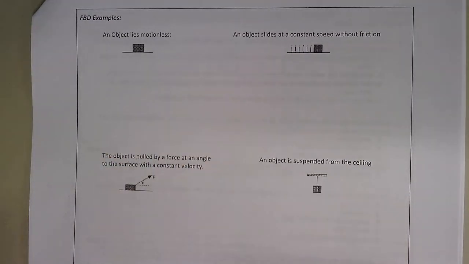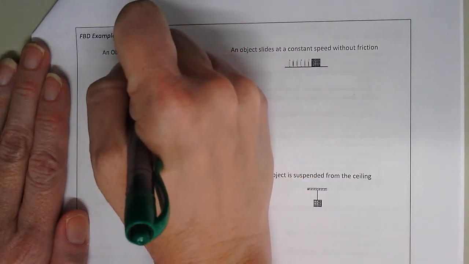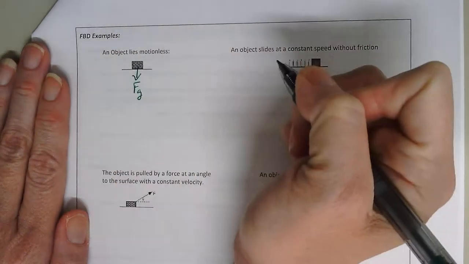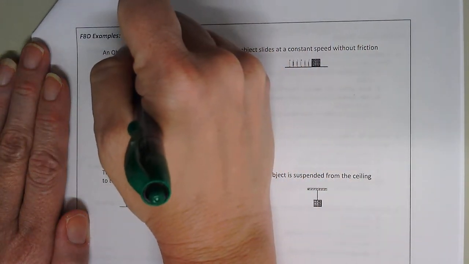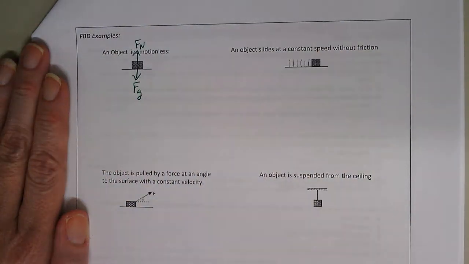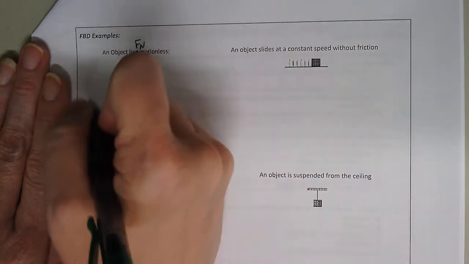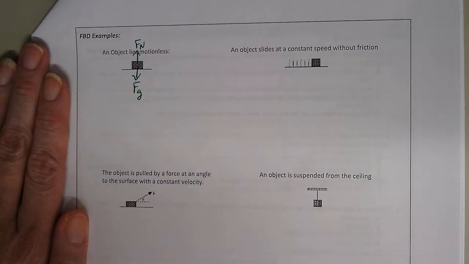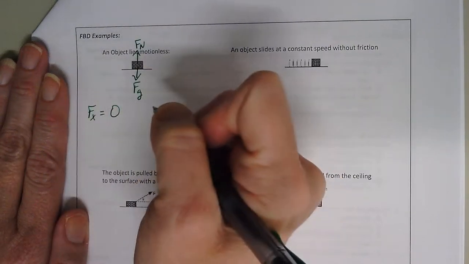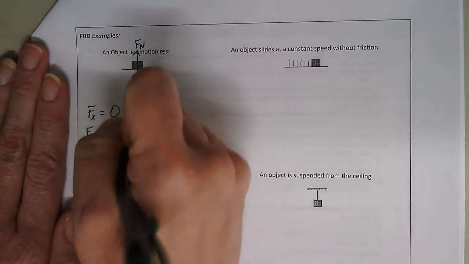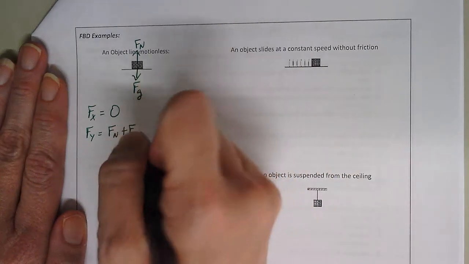You have an object that lies motionless. That could be you right now, sitting in your chair. You are exerting a force downward called your gravitational force, and your chair or your bed or whatever you're lying on is exerting a normal force upwards. There is nothing happening in the x direction because it says the object lies motionless. So your F net in the x is equal to zero. Your F net in the y is equal to Fn plus Fg, and because it's lying motionless, it's in static equilibrium, so we set that equal to zero.